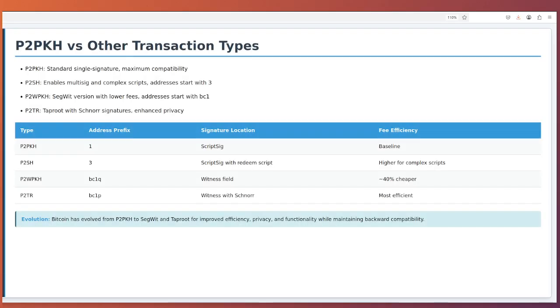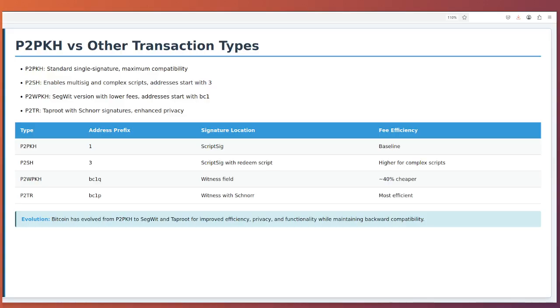P2PKH versus other transaction types. P2PKH is one of several standard transaction types in Bitcoin. Understanding how it compares to alternatives like P2SH, P2WPKH, and P2TR helps you choose the right transaction type for different use cases and understand Bitcoin's evolution.